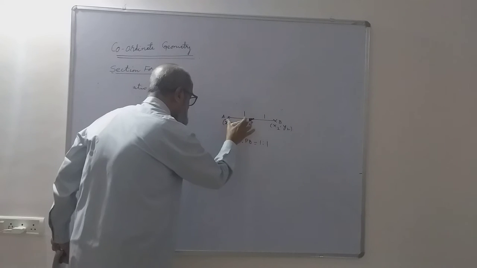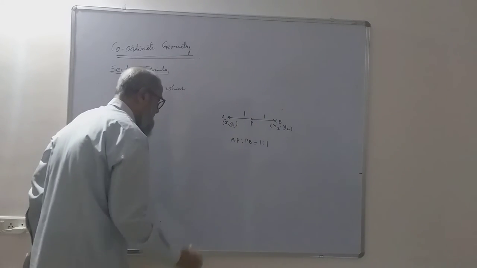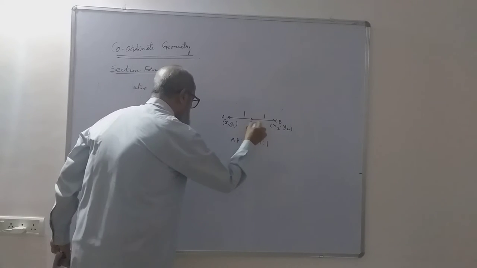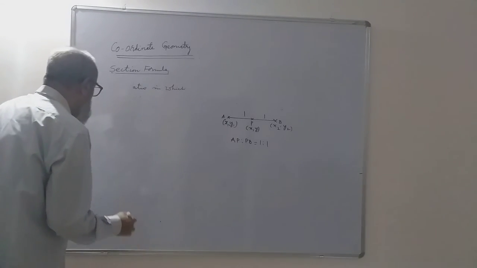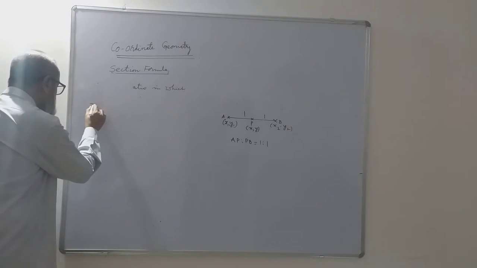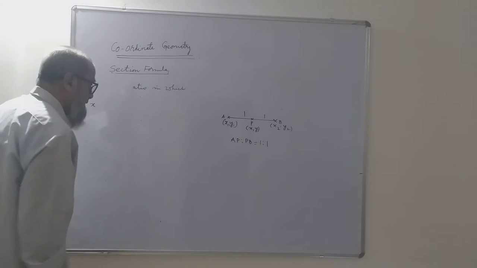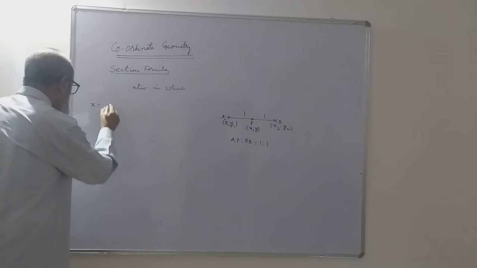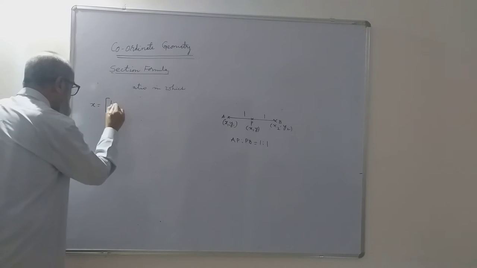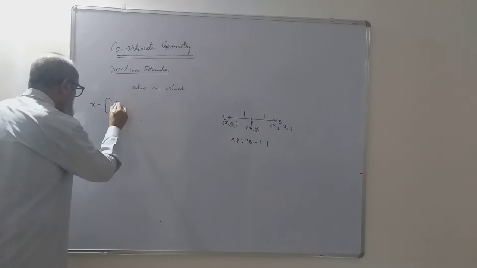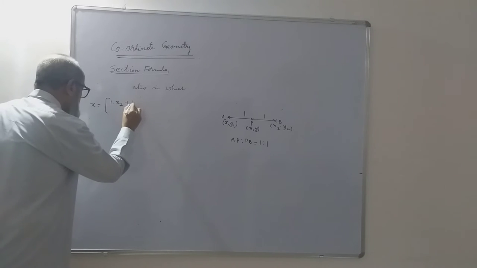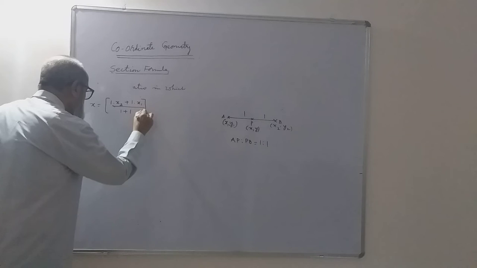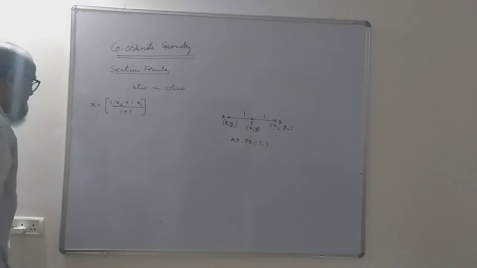This ratio will be, AP will be same as PB if P is the midpoint. So I want to find out the midpoint. Let us say (X, Y) is the midpoint. X will be equal to M1 into X2 plus M2 into X1 divided by 1 plus 1. M1 is 1, M2 is also 1.